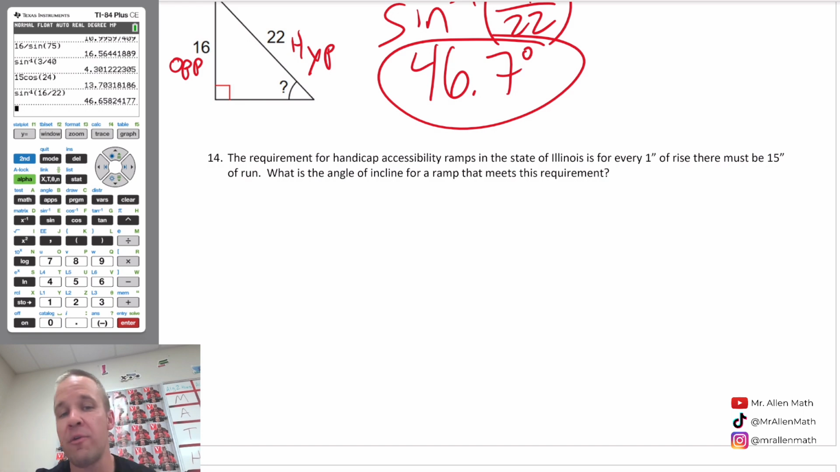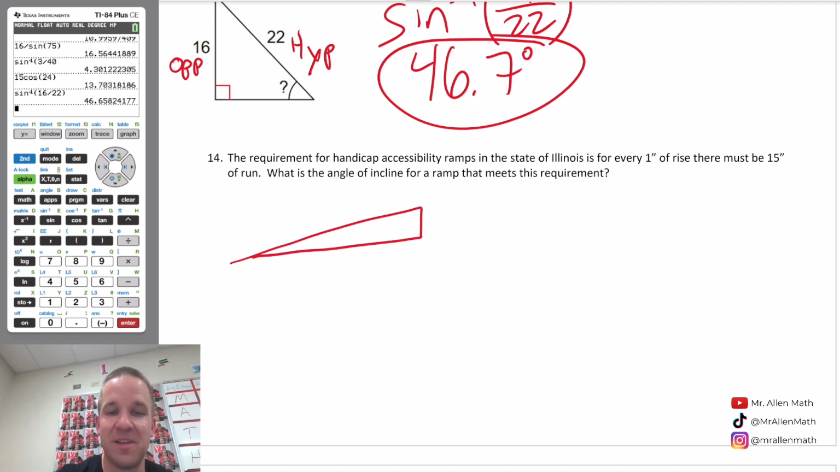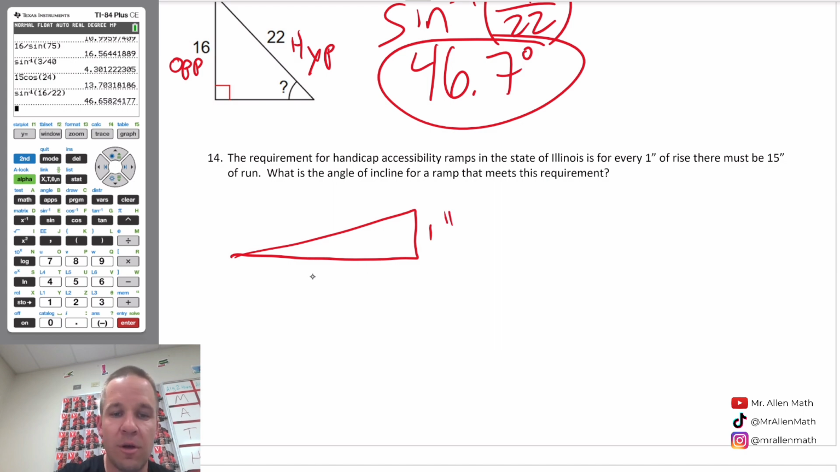All right, last one here of the trig stuff. We have the requirement for a handicap accessibility ramp in the state of Illinois. Just kidding, it's Illinois. For every 1 inch of rise, there must be 15 inches of run. What is the angle of incline for a ramp that meets this requirement? So my rise, that's not a good ramp. There we go, that's a little better. 1 inch for every 15 inches of run. So this is a scaled down version of it.